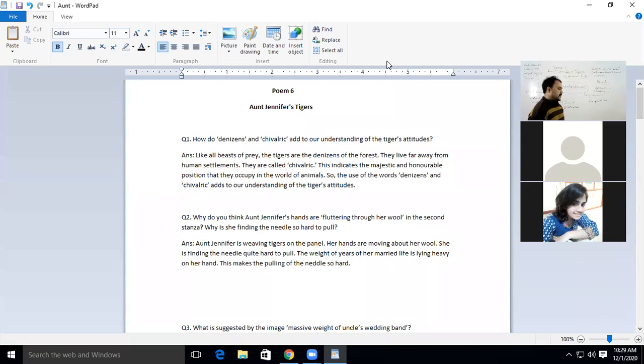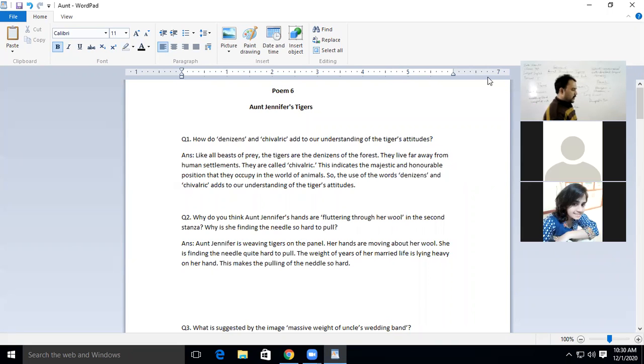As a gentleman, as an elite class, as a sophisticated class, rich class, educated class person, enjoys the prestige, value in the society. Same way, the tigers are also chivalric. They enjoy that position. So the use of the words denizens and chivalric adds to our understanding of the tiger's attitude. So that is the attitude of the tiger. And you can also use the word chivalric and denizen for men, human being, because these are the traits of men, a gentleman, a prestigious man in the society.